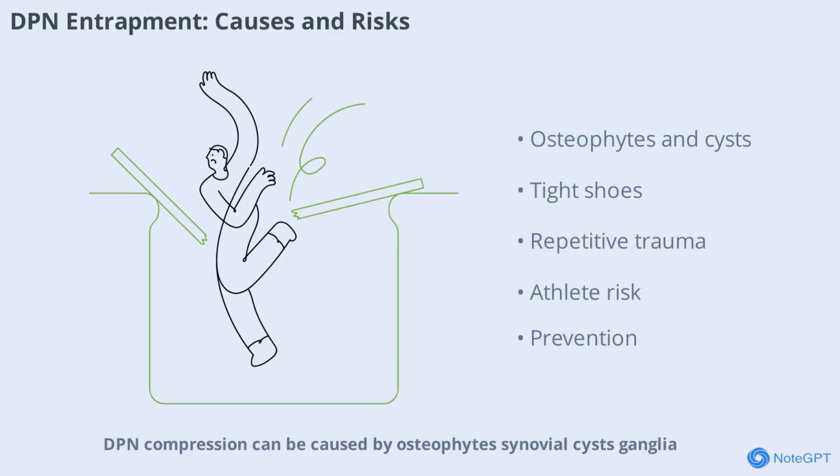DPN compression can be caused by osteophytes, synovial cysts, ganglia, anomalous muscles, fractures, and inflammation. External factors like high heels, tight shoes, and repetitive trauma can aggravate the issue. Neuromas or aneurysms may also restrict tunnel space. Athletes, especially soccer players, are particularly prone to developing these symptoms due to repetitive trauma to the dorsum of the foot. Understanding these risk factors is essential for prevention and management.